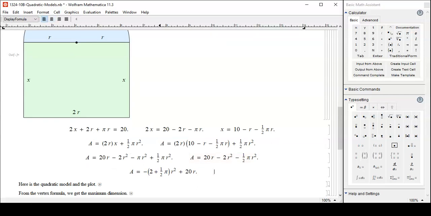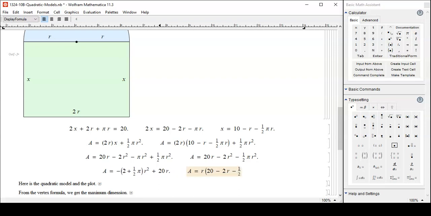Factor r out, what's left will be 20 minus 2r minus 1/2 pi r. So the intercept form will be r equal to 0 or this thing equals to 0. No, this is even harder. Let's not work this out. Let's come back to here.